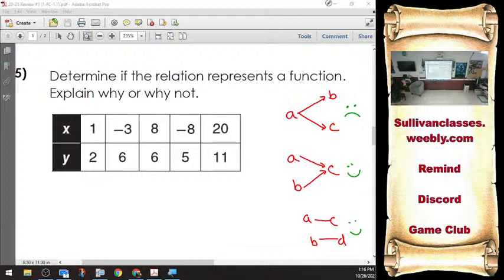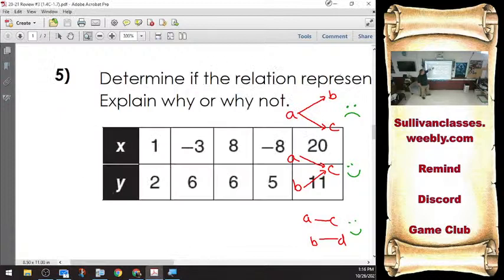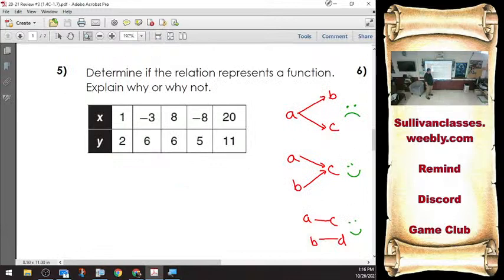Does a 6 ever go to both a 20 and a 12? 1 goes to 2. There's no other 1s. -3 goes to 6. There's no other -3s. 8 also goes to 6. Can I have 2 different Mountain Dew buttons on the same machine? Yes, I can. There we go. -8 goes to 5. 20 goes to 11. I only pressed every one of the X buttons once, so is it a function? Yeah.